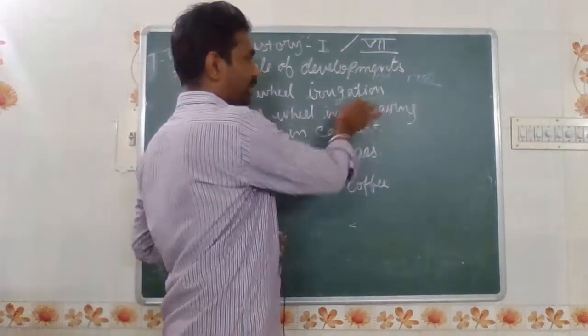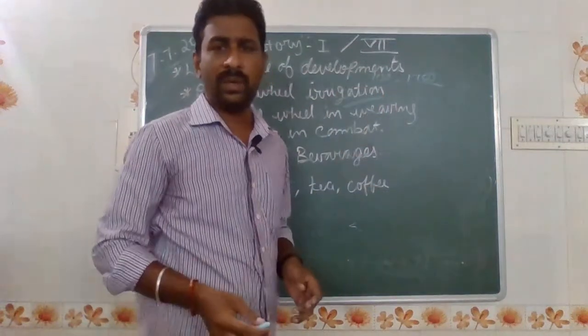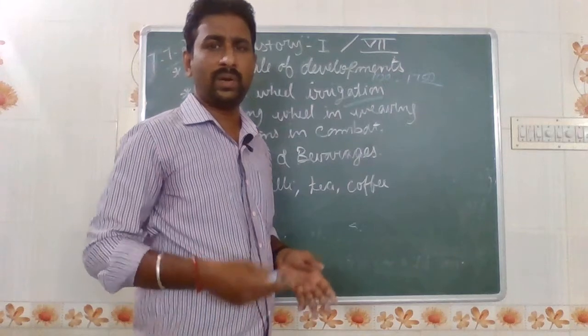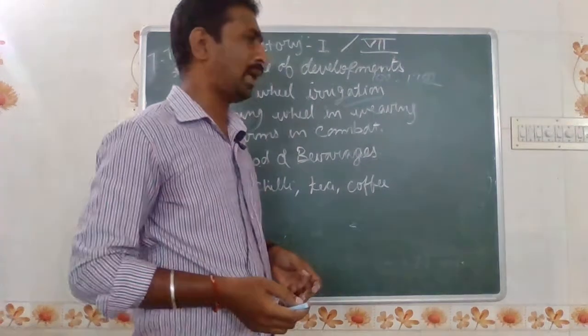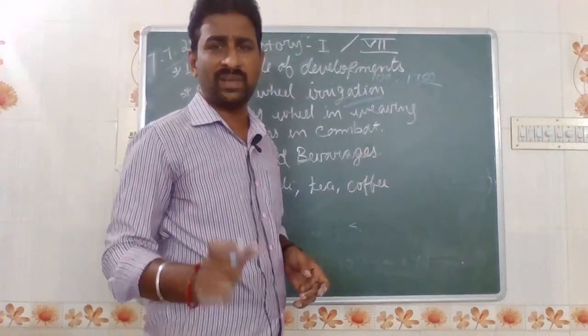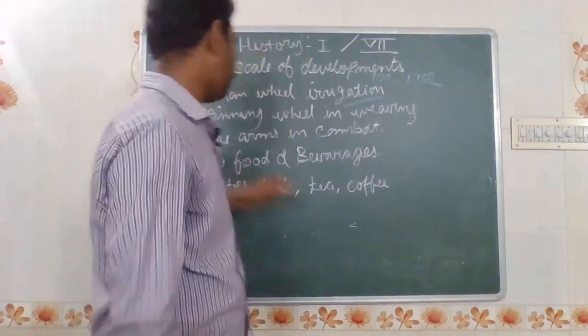The term irrigation means நீர்ப்பாசன வசதிகள். In the agricultural fields, you pour water for the growth of plants, so that it is called irrigation. That means நீர்ப்பாசன வசதிகள், as you say in Tamil.